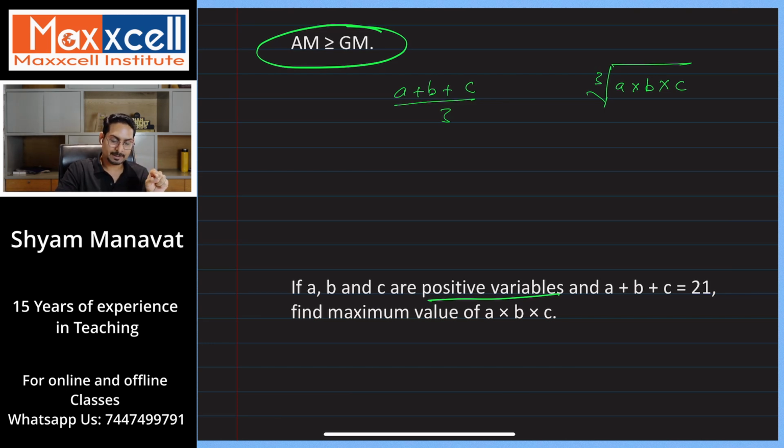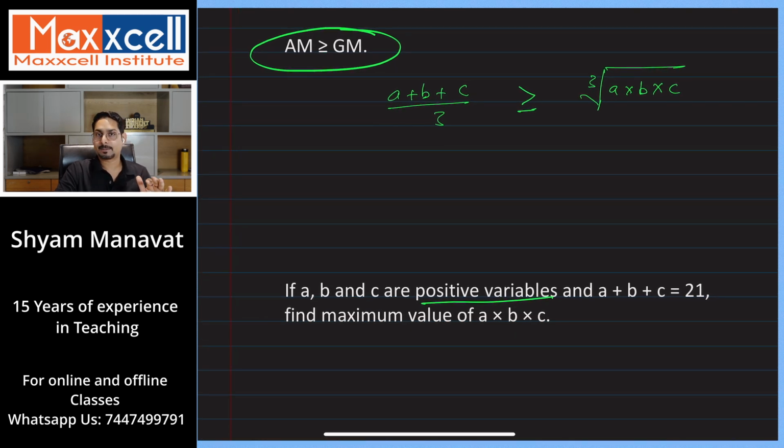And the relationship between arithmetic mean and geometric mean is: arithmetic mean of any numbers is always greater than or equal to the geometric mean of the same numbers. Equal to कब होगा? When all the numbers are equal. Greater कब होगा?